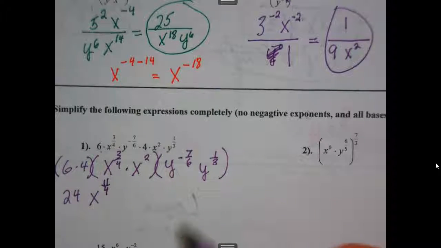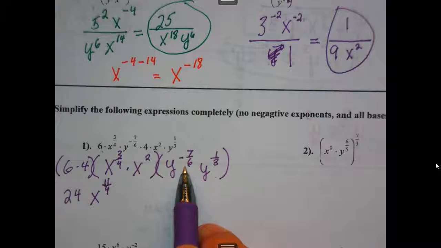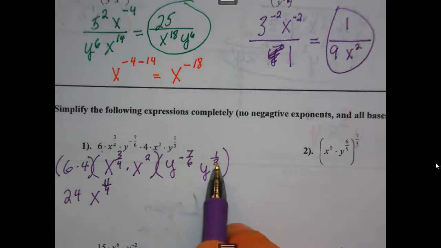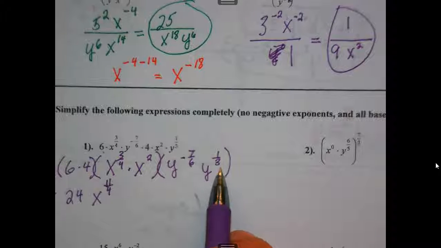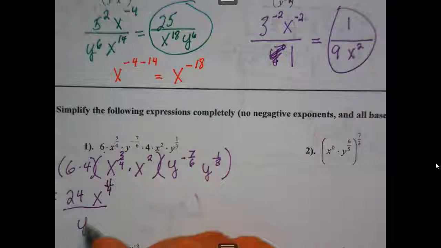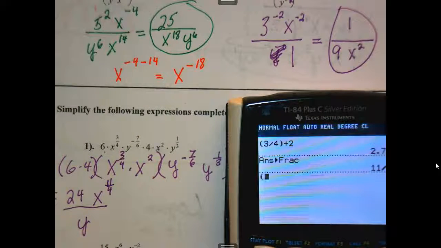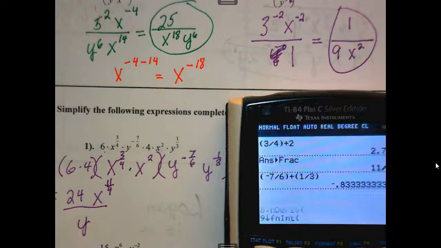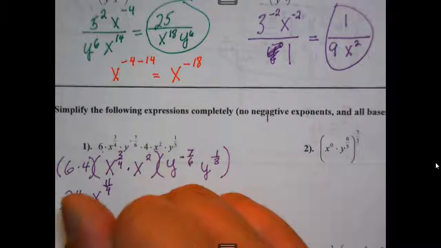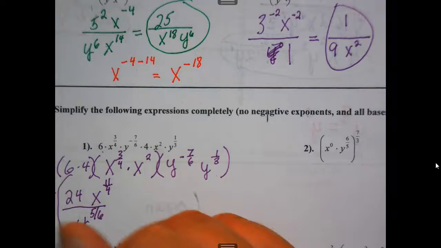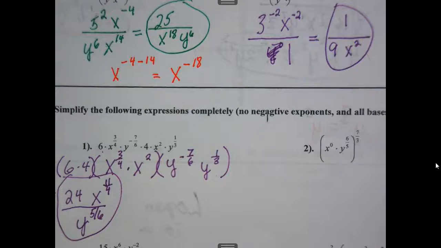Okay, y to the, now look at this. This is actually bigger than negative 1, right? It's negative 1 and 1/6. It's bigger than the positive, so where's my y going to end up? On the bottom. Okay, negative 7/6 plus 1/3. Math, enter, enter, 5/6. See how easy that is? Easy peasy.